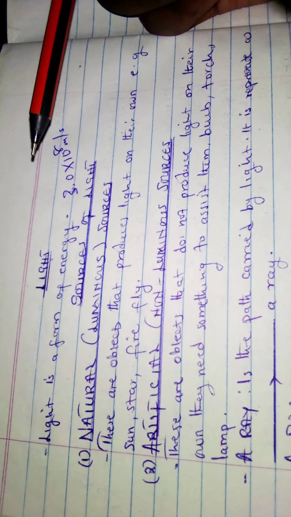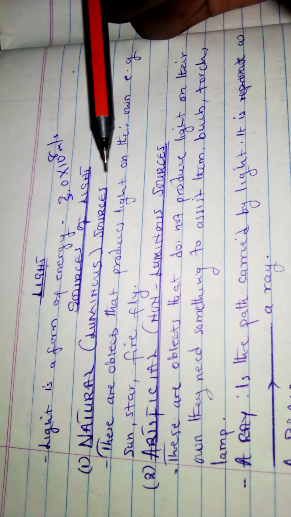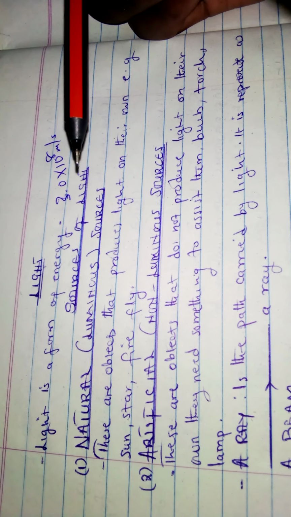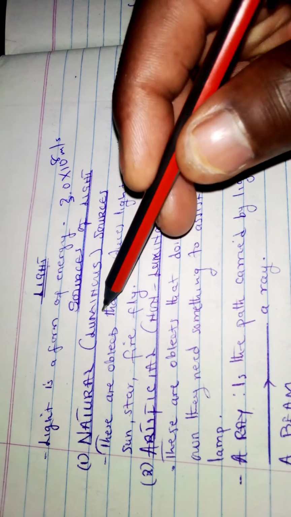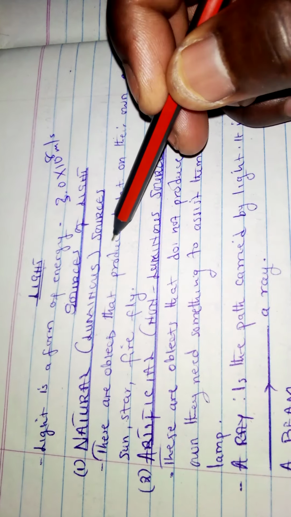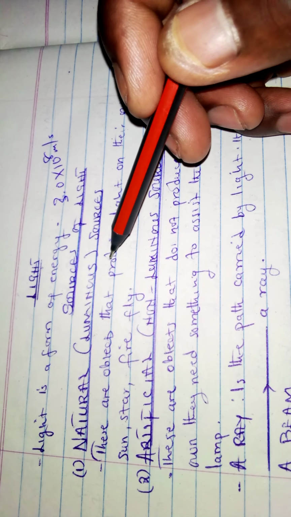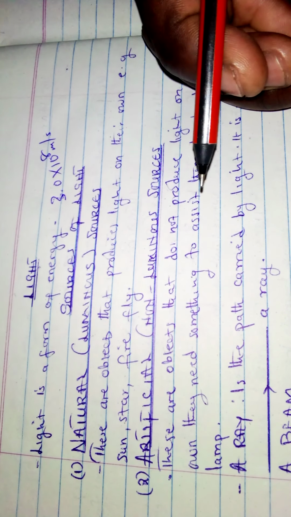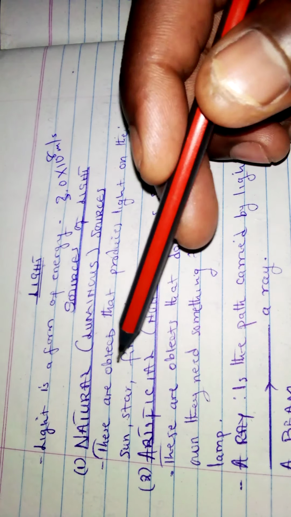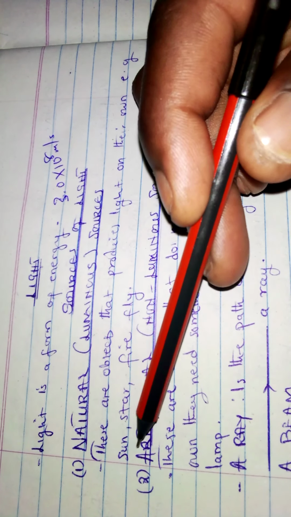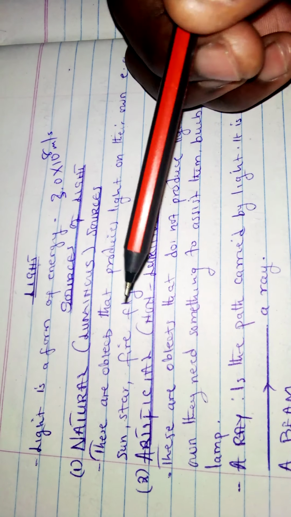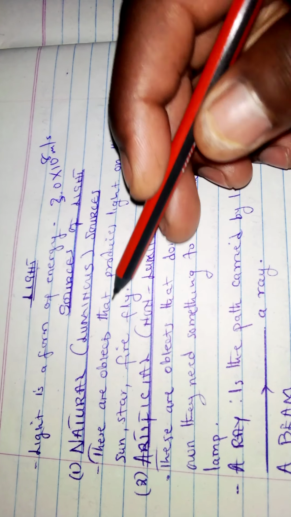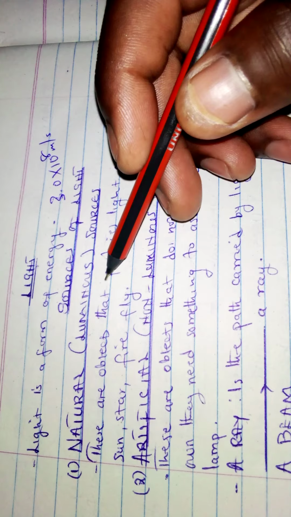So now, when we're talking about light, we have sources that produce light, and those sources are called luminous sources. They produce light on their own. A good example of that is the sun. Okay? So the sun produces light on its own.